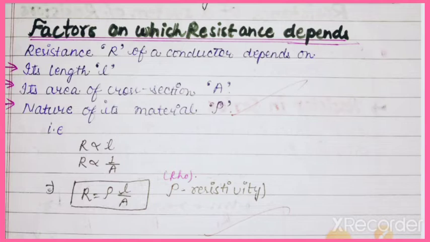That is, if the area is large, the electron flow will not collide with each other, right? And when the electrons do not collide, this does not oppose the current. So if the area is large, then the resistance will decrease, right? So this is how it is inversely proportional.